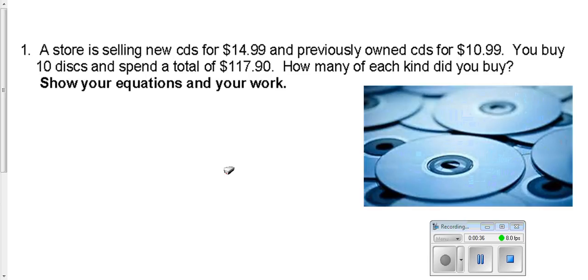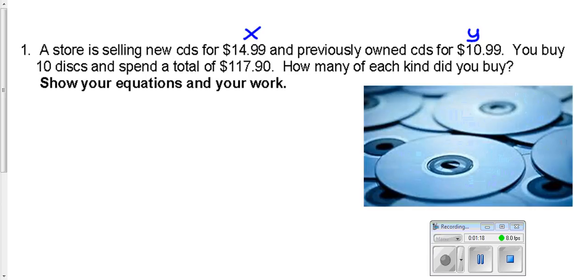All right, so because we're dealing with the new CDs and old CDs, we first have to figure out the first thing that we see, which is the selling of the new CDs for $14.99. So we're going to represent the $14.99 as the X. We're also going to represent the new CDs as the Y. So the new CDs are the X's, I'm sorry, and the old CDs, the previously owned CDs, are the Y. So you're going to buy a total of 10 of them and spend a total of $117.